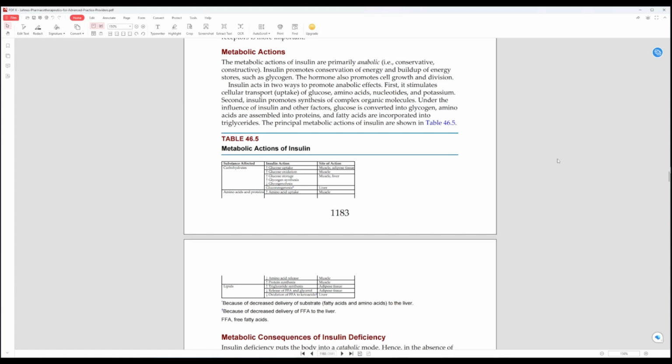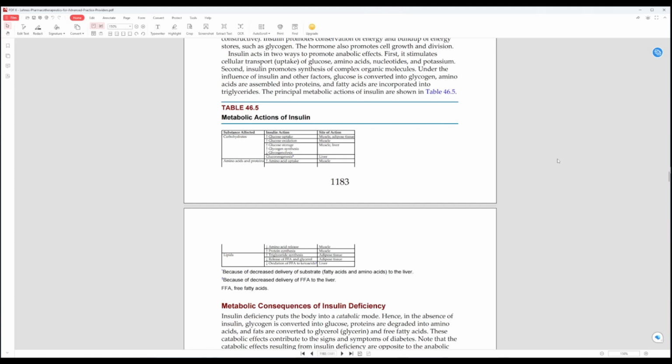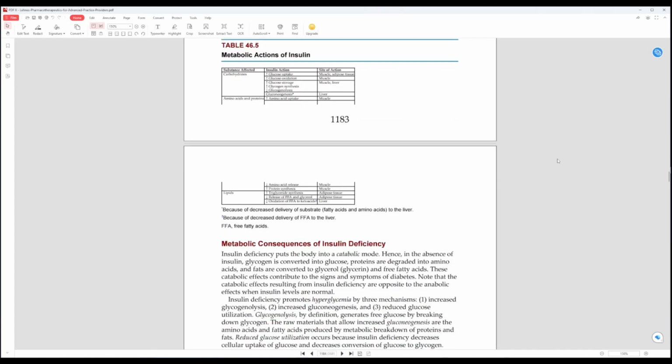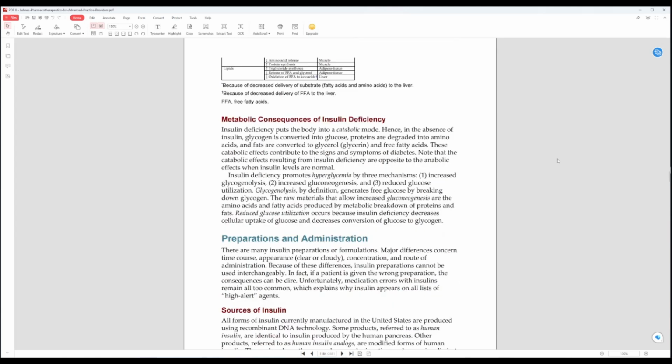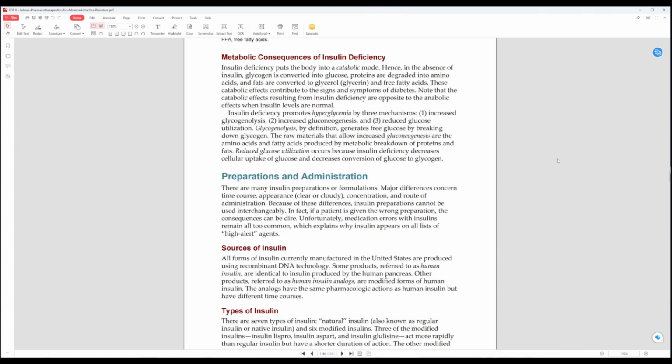Under the influence of insulin and other factors, glucose is converted into glycogen, amino acids are assembled into proteins, and fatty acids are incorporated into triglycerides. The principal metabolic actions of insulin are shown here in the following table. Again, a good spot to hit pause so you can see the metabolic actions of insulin. Metabolic consequences of an insulin deficiency.